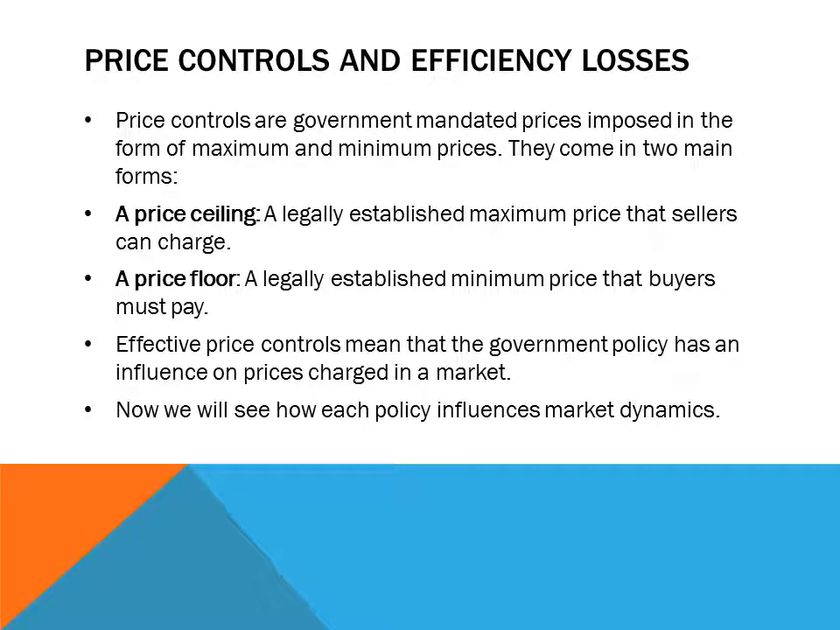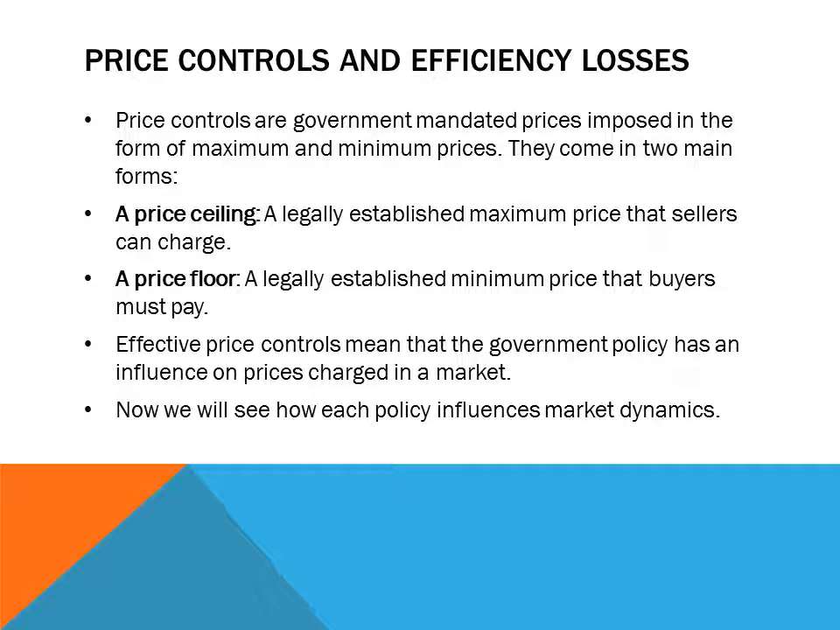Next, we will take a look at price controls and efficiency losses. Price controls are government-mandated prices imposed in the form of maximum and minimum prices. They come in two main forms. First, we can have a price ceiling, which is a legally established maximum price that sellers can charge, or we can have a price floor, which is a legal minimum price that buyers must pay for a good.